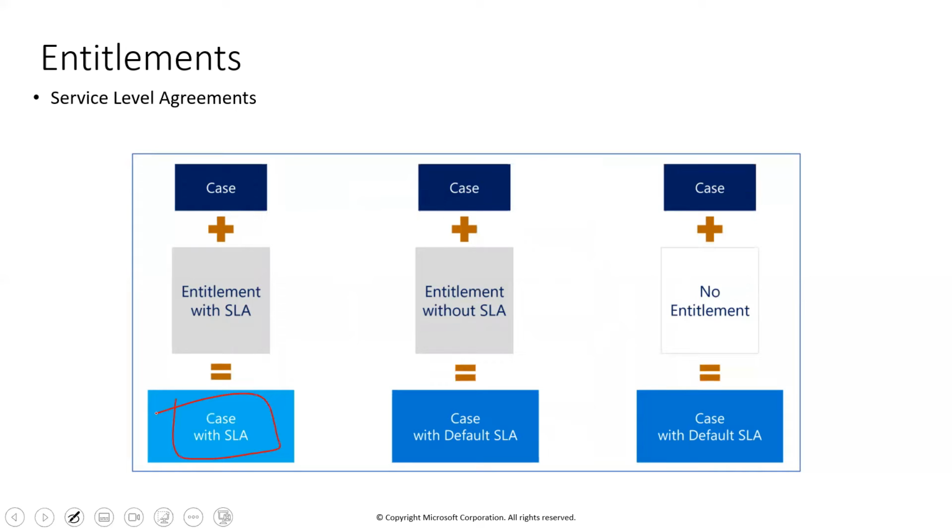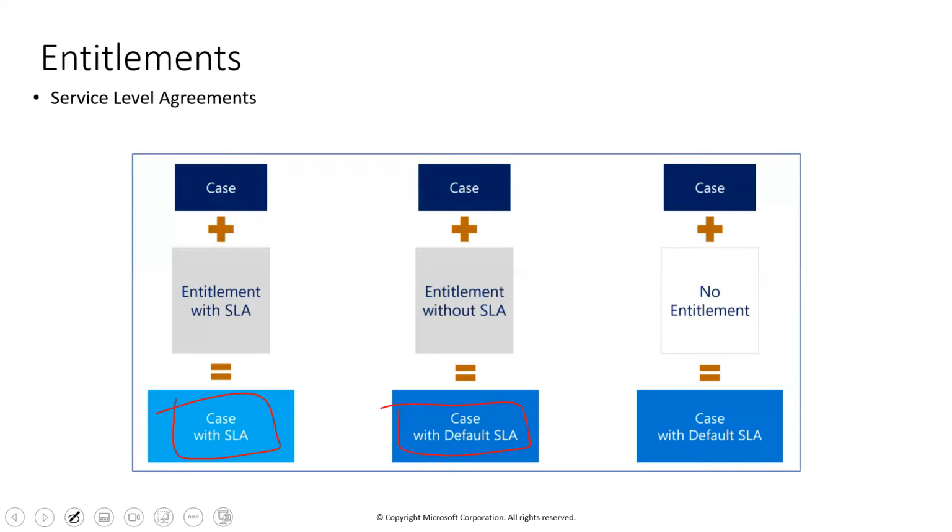Then, if I talk about the case created where we have the entitlement, but I haven't created any kind of custom SLA for that customer or for that product itself. In that scenario, the specific area is going to be measured using the condition called case with default SLA.